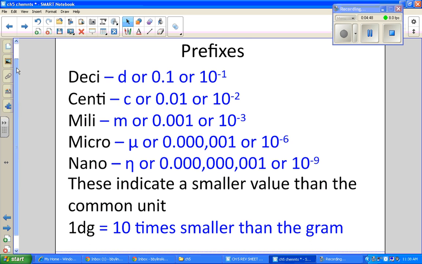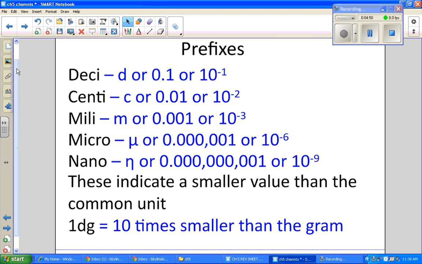And then you have the opposite, which are the lowercase prefixes. So deci is the lowercase d, means 1/10, which is why you see a decimal. Centi is 100th, or 100 times smaller. Milli, 1,000 times smaller. And then micro, like the microscope, is 1,000,000 times smaller. And then nano, like nanotechnology, is 1,000,000,000 times smaller. So check this out, 1 decigram, lowercase dg, that lowercase d means that it is 10 times smaller than the gram. So capital versus lowercase, larger versus smaller units.